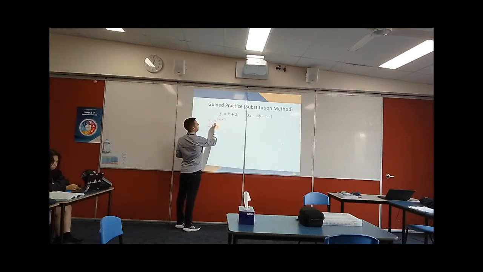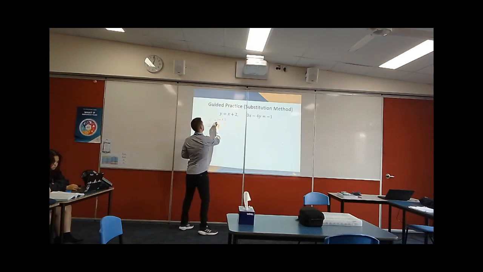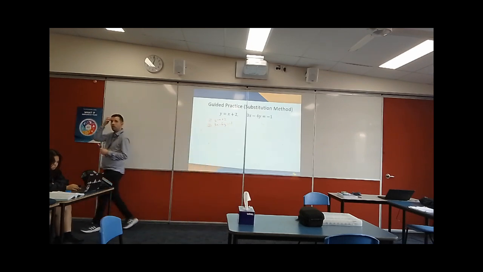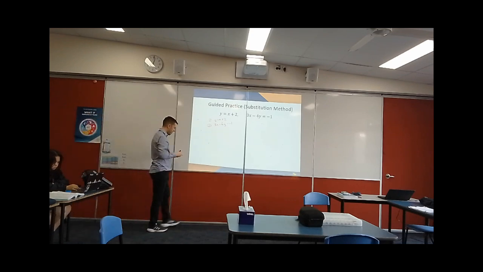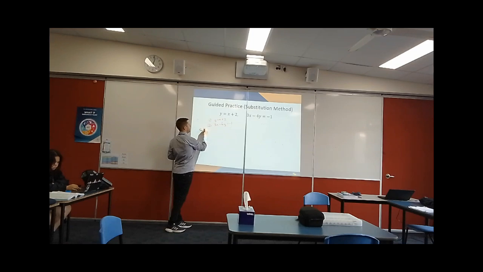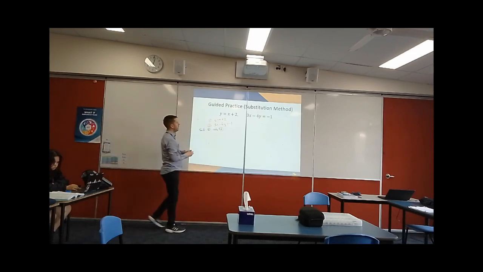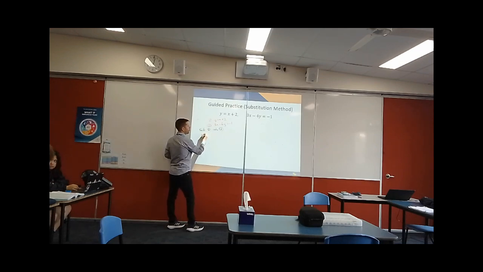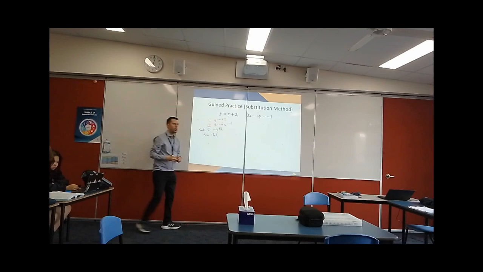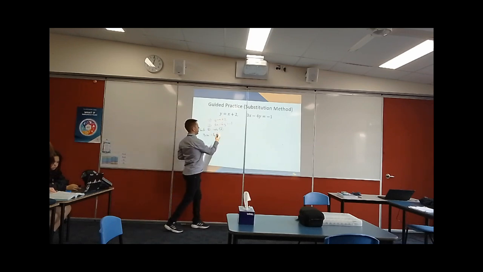My second equation, 3x take away 4y equals negative 1. So the first thing I'm going to do again is substitute 1 into 2. The reason why I'm doing it that way is because y is already by itself. So straight away, I'm just going to write down my equation for 2: 3x minus 4 times (x plus 2) equals negative 1.